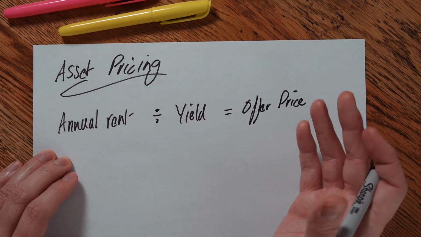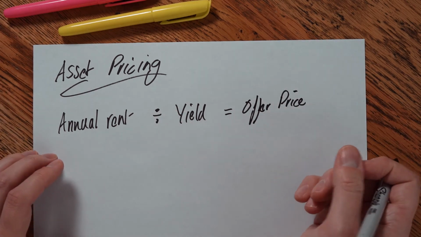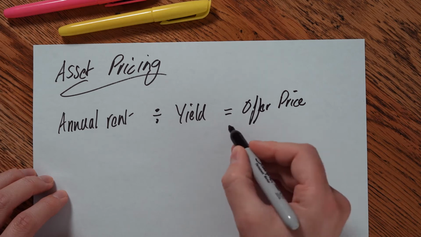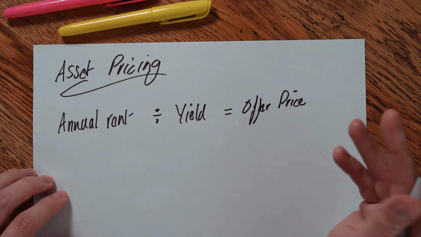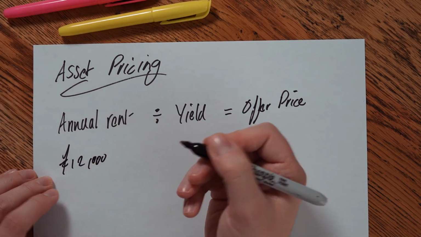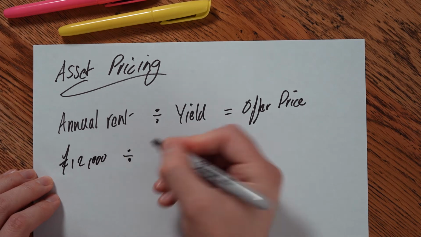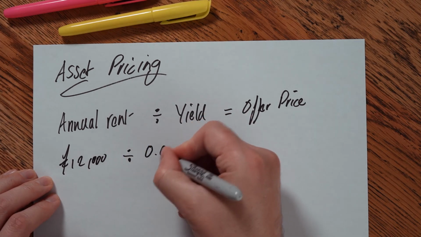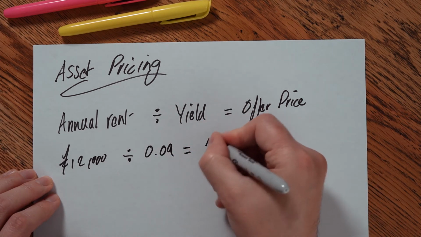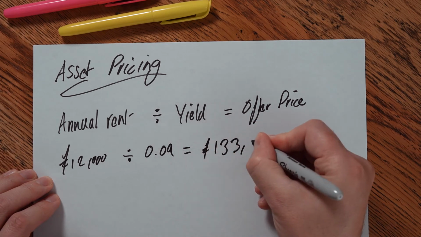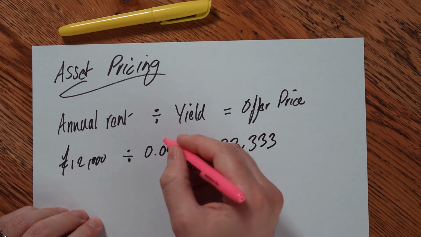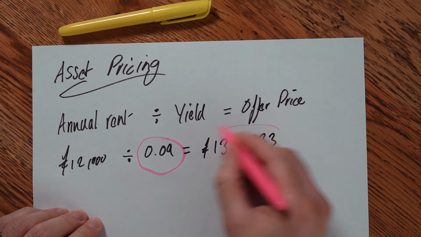So if you want a certain yield from a buy-to-let investment, you can use this calculation to determine the property price or the asset price. So we have annual rent divided by the yield equals the offer price. So as an example here, we would say we've got £12,000 in annual rent. We want to be making a 9% yield. So we make that as a decimal, divided by 0.09. That will then equal our max offer price of £133,333. The key thing to note here is that our yield is determining our offer price.